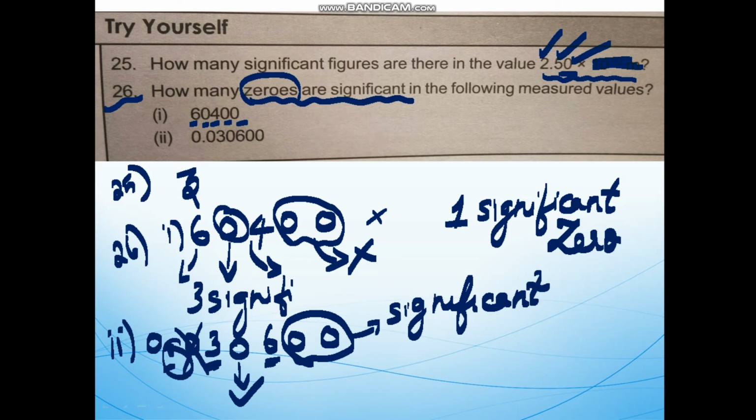We have learnt in rule number 5 that all the trailing zeros after the decimal point are significant. Trailing zeros means only the zeros at the end. So these two zeros are significant, and this zero is also significant. So we have three significant zeros.